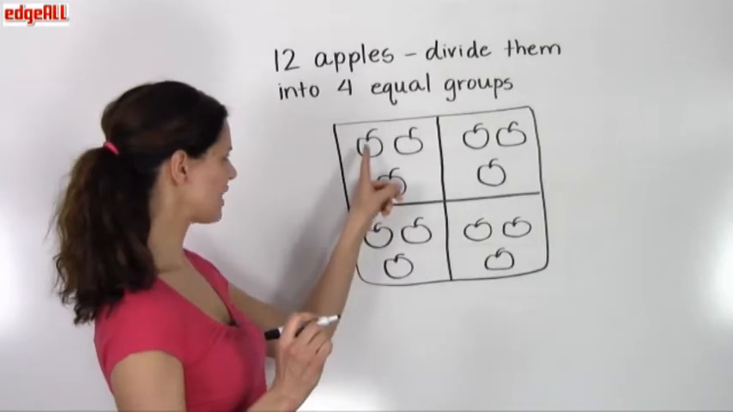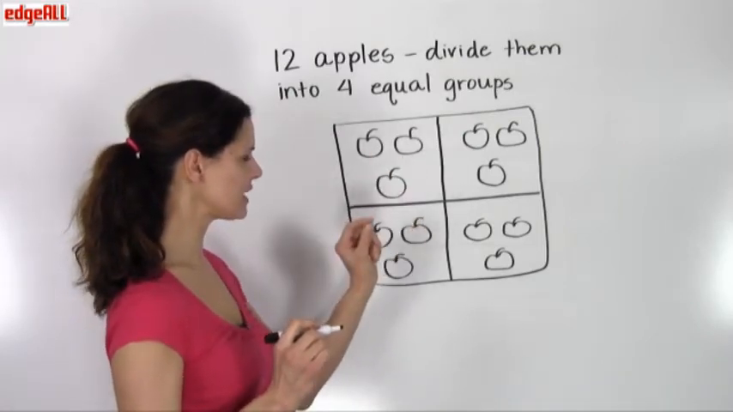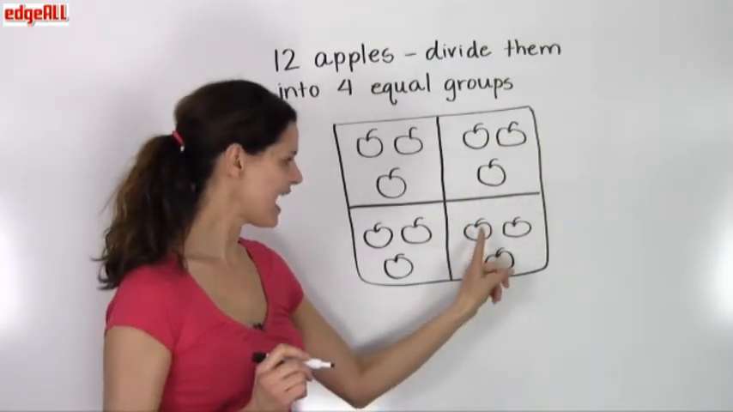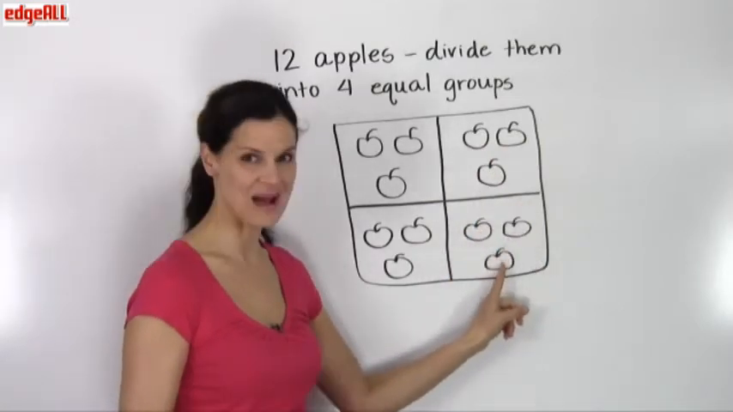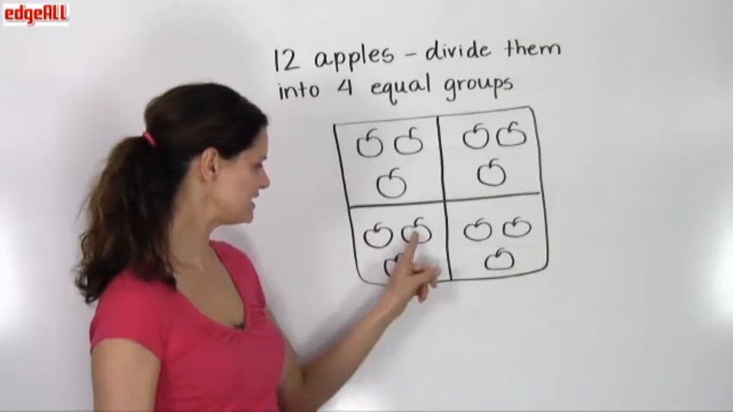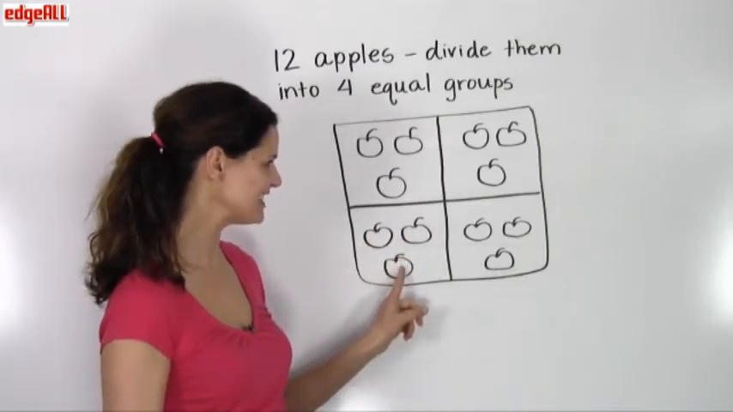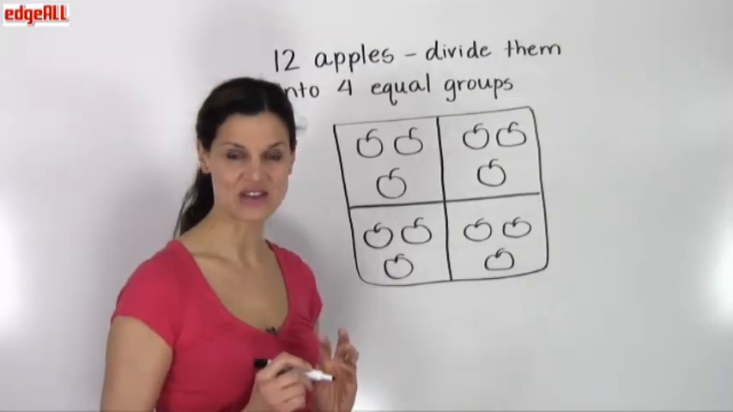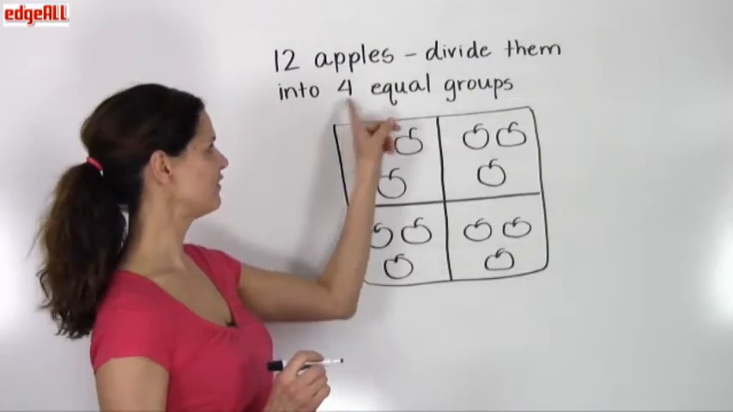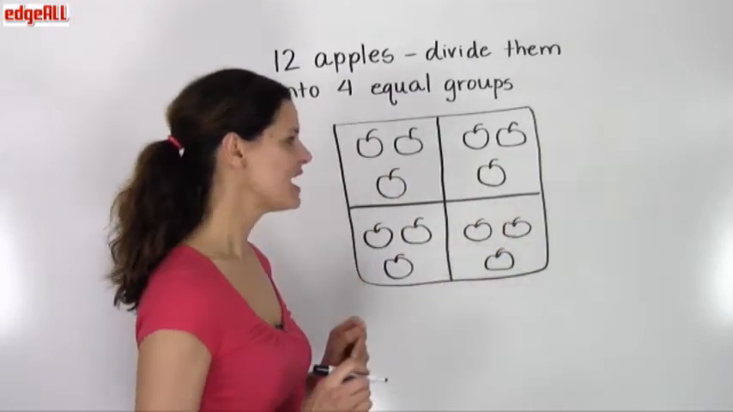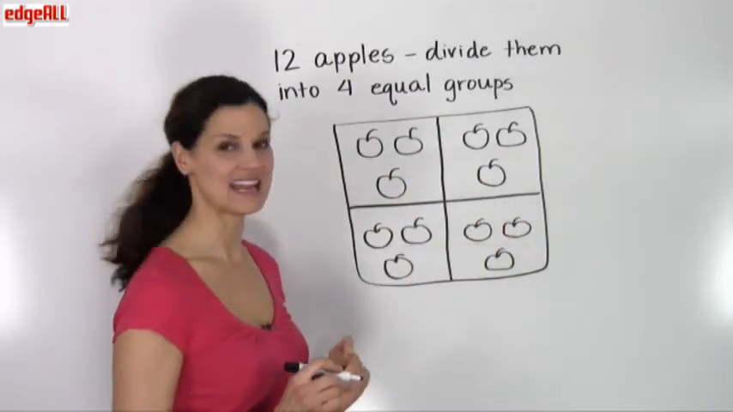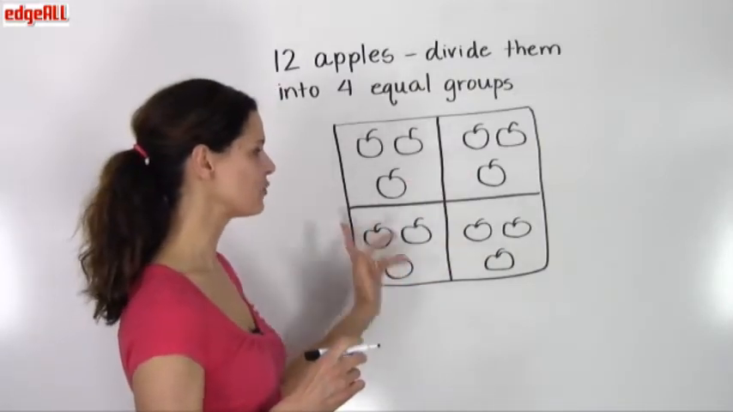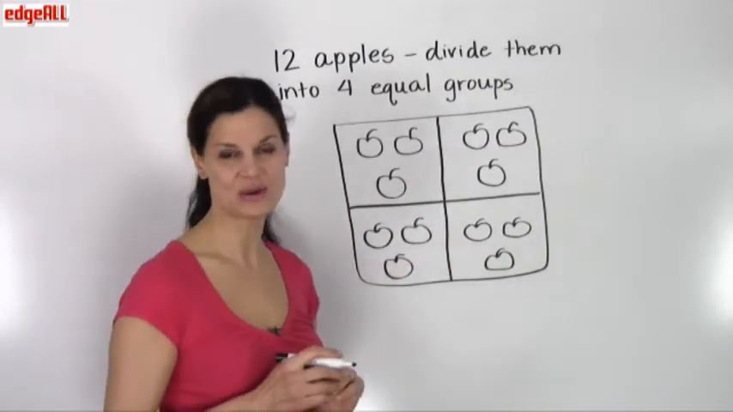So let's make sure I've got 3 here, 1, 2, 3. I've got 3 in this group, 1, 2, 3. And here I've got 1, 2, 3 apples in this group, and 1, 2, 3 apples in this group. So I've got an equal number in each group, and I've made 4 groups. So by dividing into 4 groups, you can see that we have 3 apples in each group.